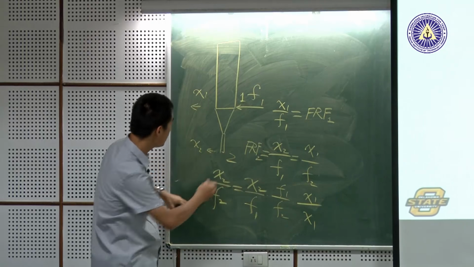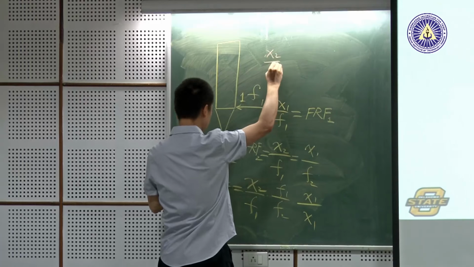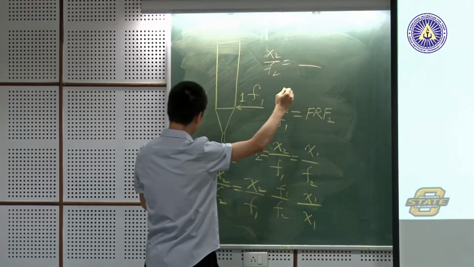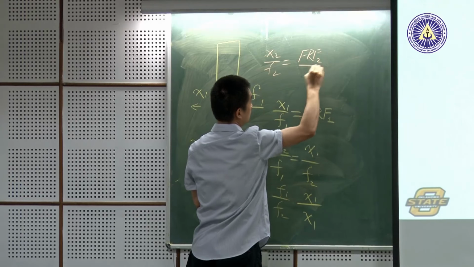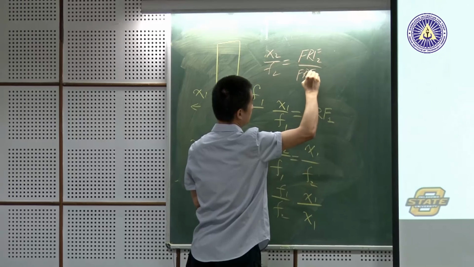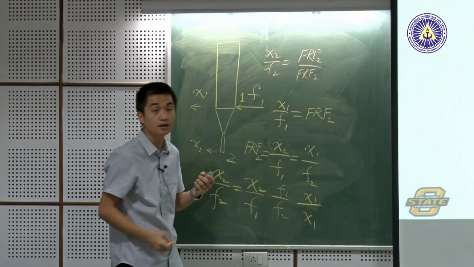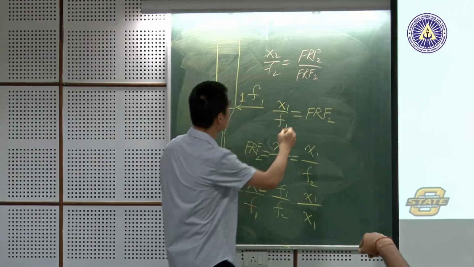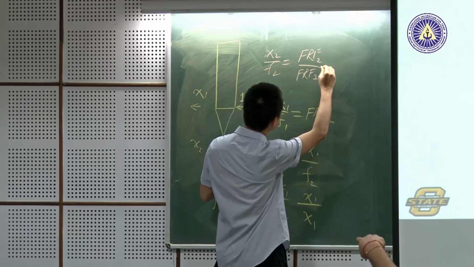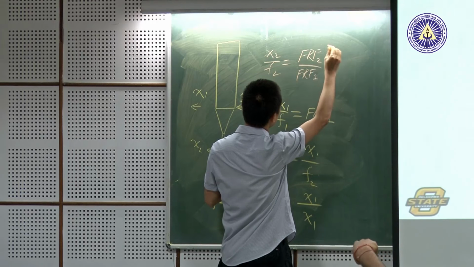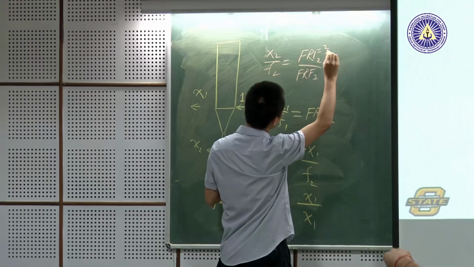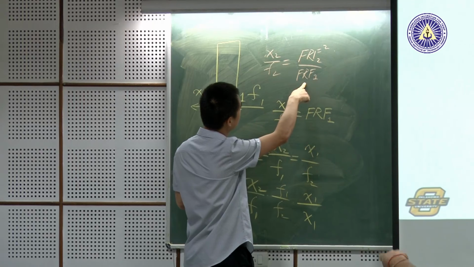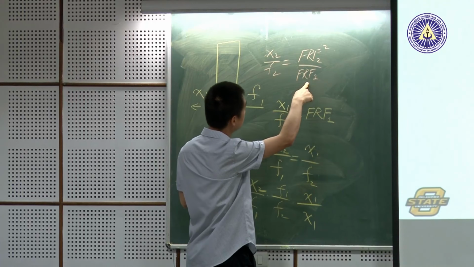I remember finally X2 over F2 is, correct me if I'm wrong, the cross FRF whole square divided by the direct FRF. Put it in a square, yes, the cross one whole square, divided by the direct FRF.